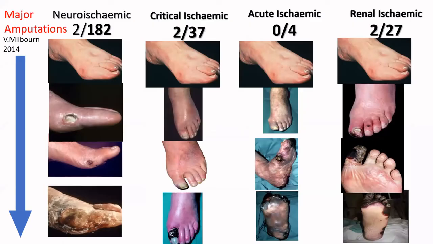And with this combined approach, endovascular, and it's often a hybrid, as we saw with that Charcot case, of vascular surgery and sometimes angioplasty, you can reduce the number of amputations. So in our neuroischemic group, we had 2 out of 182. In the critically ischemic, 2, none out of 4 in the acutely ischemic, and 2 out of 27 major amputations.